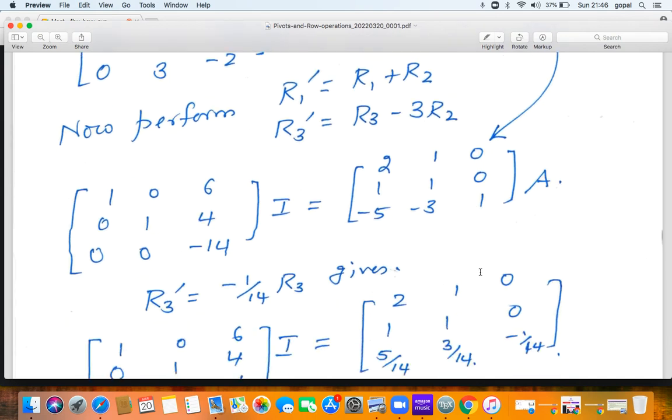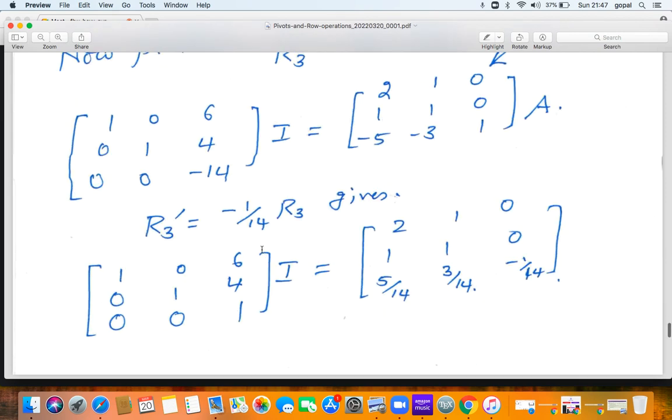Okay. Now, what am I going to do? This 3, 3 entry should become 1. How will the 3, 3 entry become 1? The row operation I perform is R3 prime equals minus 1 by 14 R3. Perform the same row operations on the prefactors. You get 1, 0, 6; 0, 1, 4; 0, 0, 1, and then I is just being copied as it is. The right hand side is 5 upon 14, 3 upon 14, minus 1 by 14.